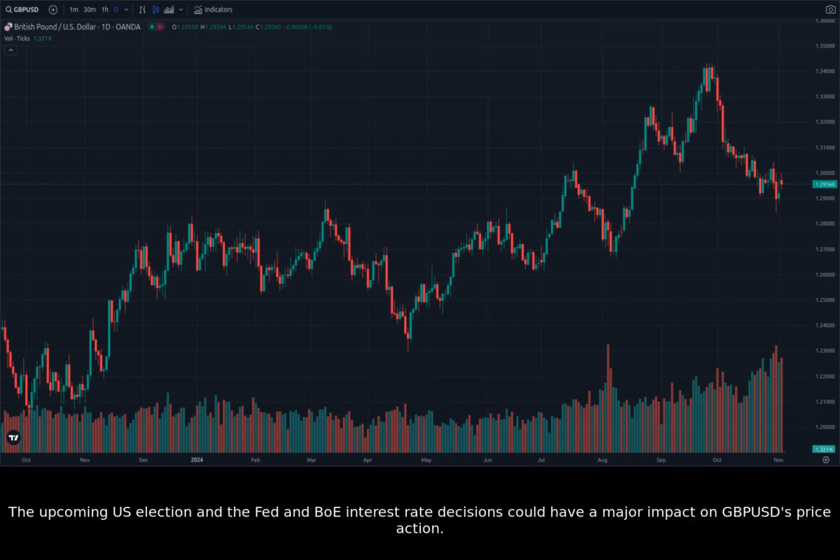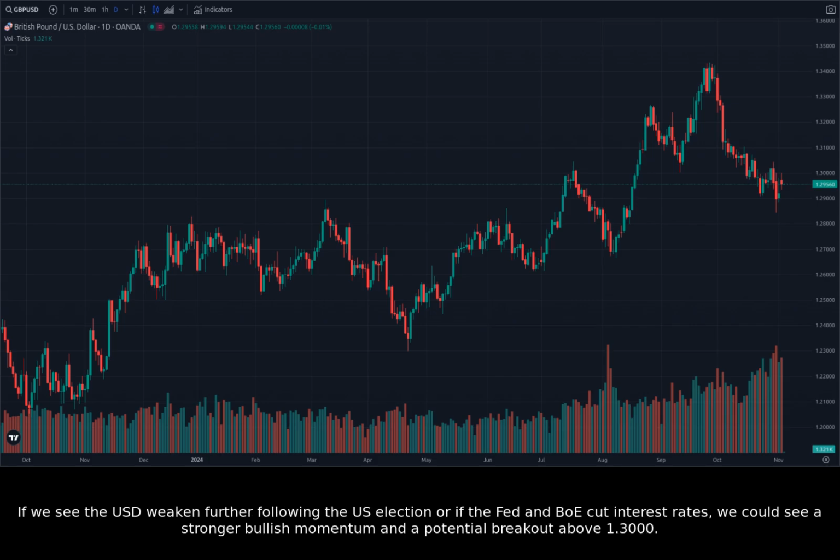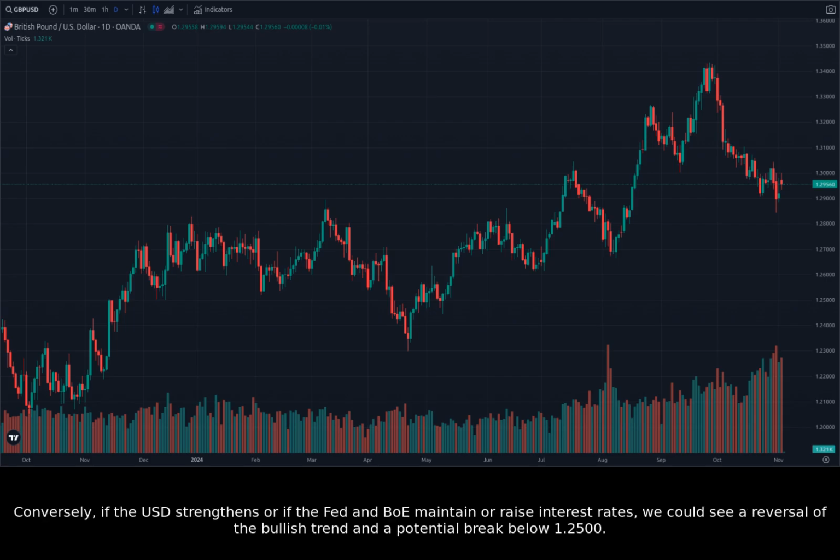The upcoming US election and the Fed and BOE interest rate decisions could have a major impact on GBPUSD's price action. If we see the USD weaken further following the US election, or if the Fed and BOE cut interest rates, we could see a stronger bullish momentum and a potential breakout above 1.3000. Conversely, if the USD strengthens or if the Fed and BOE maintain or raise interest rates, we could see a reversal of the bullish trend and a potential break below 1.2500.